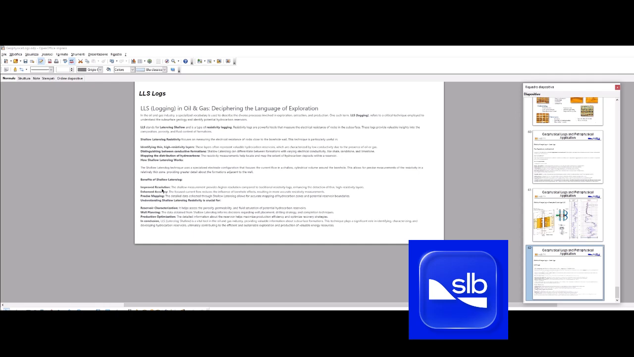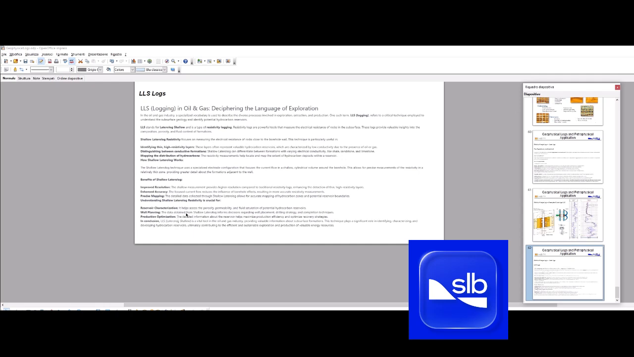Improved resolution, a benefit of the shallow lateral log. The shallow measurement provides high resolution that can be compared to traditional resistivity logs, and also can make precise mapping. The detailed data collected through the shallow lateral log allows for accurate mapping of hydrocarbon zones and potential reservoir boundaries. Reservoir characterization: it helps assess the porosity, permeability and fluid saturation of potential hydrocarbon reservoirs.